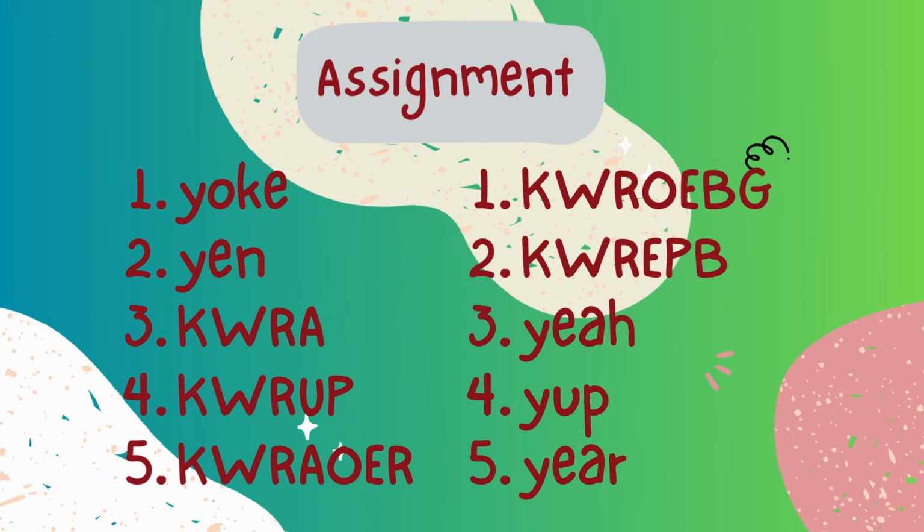The answer for 1 and 2, yoke and yen: number 1, it's initial Y, long O, final K. And number 2, initial Y, vowel E, final N. For number 3, that's ya. Number 4, that's yup. Number 5, it's year.